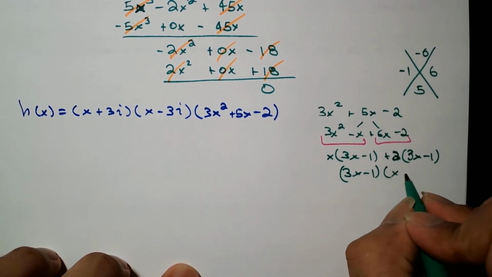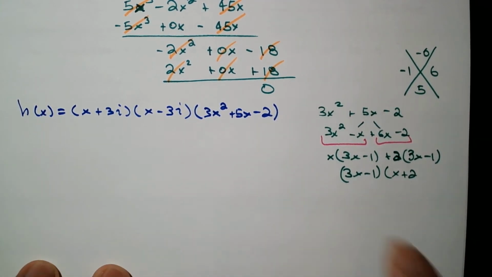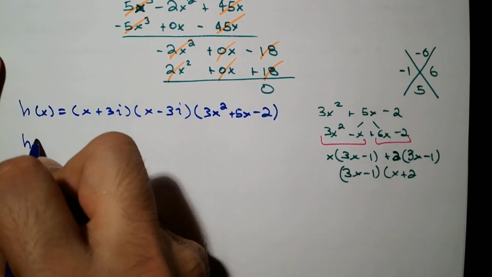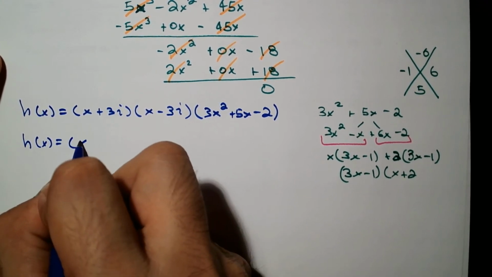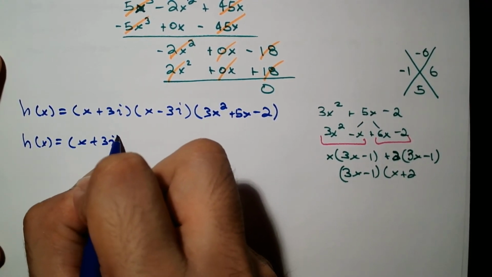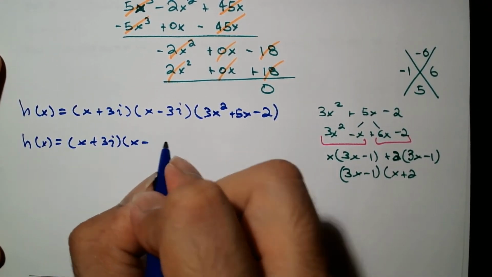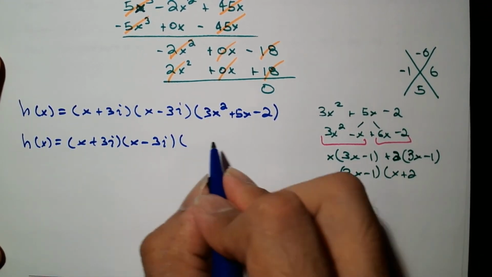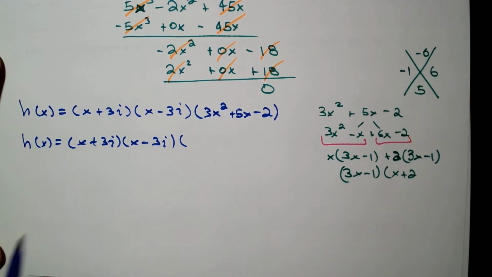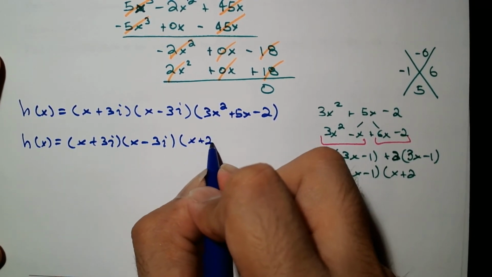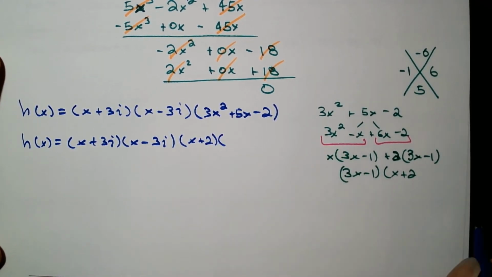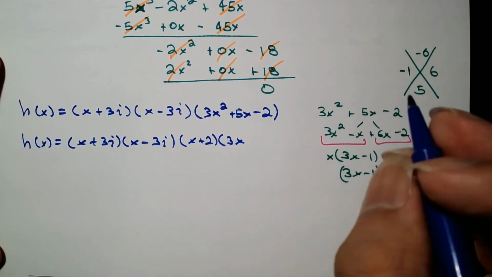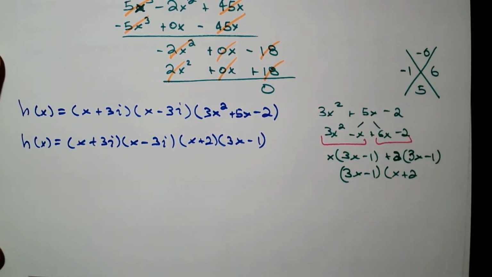Okay, so now this will become x plus 3i, x minus 3i, and the two remaining zeros are x plus 2, or, this order doesn't matter again, 3x minus 1.